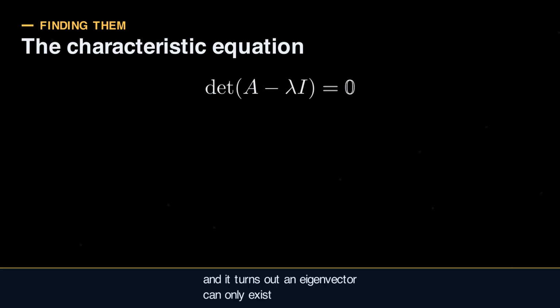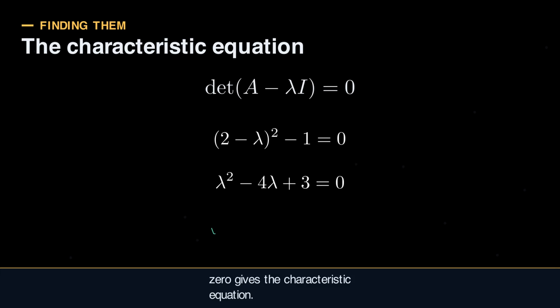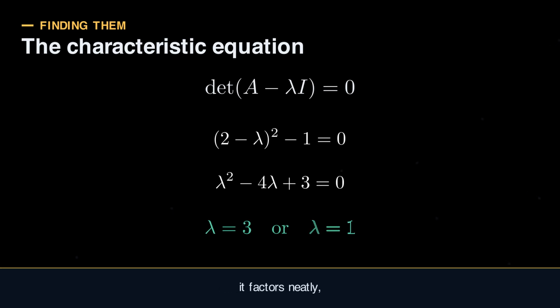How do we find them? We rearrange the equation, and it turns out an eigenvector can only exist when a certain determinant is 0. Setting the determinant of A minus lambda I to 0 gives the characteristic equation. For our example matrix, it factors neatly and the eigenvalues fall out, 3 and 1.